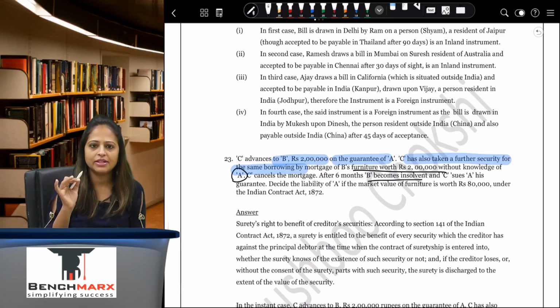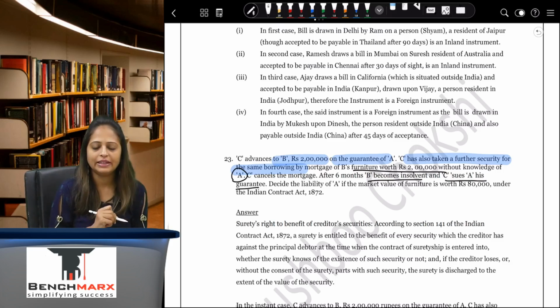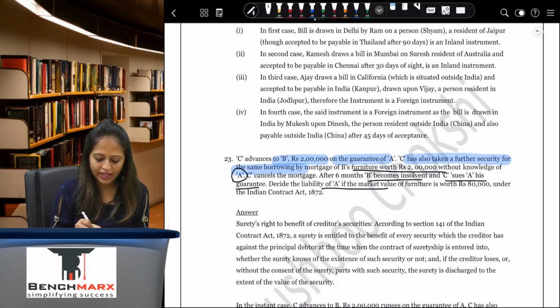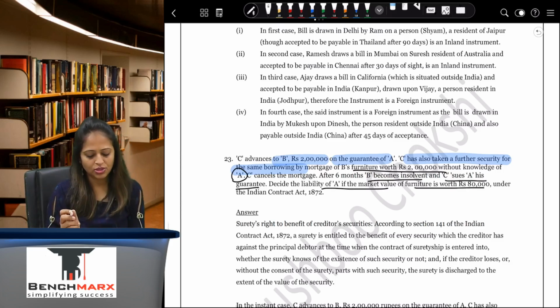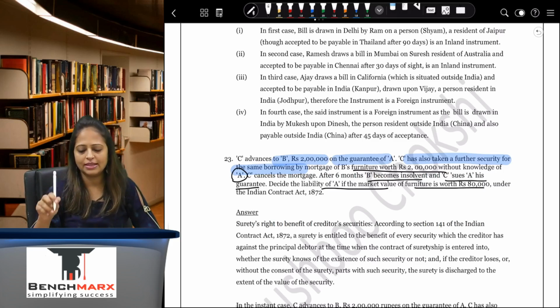So the principal debtor has become insolvent. C sues A for his guarantee. Decide the liability of A if the market value of the furniture is worth rupees 80,000. This is also a question which has been asked in your past exam questions.